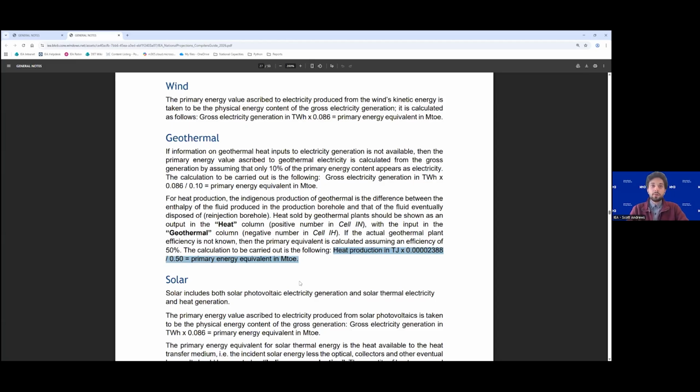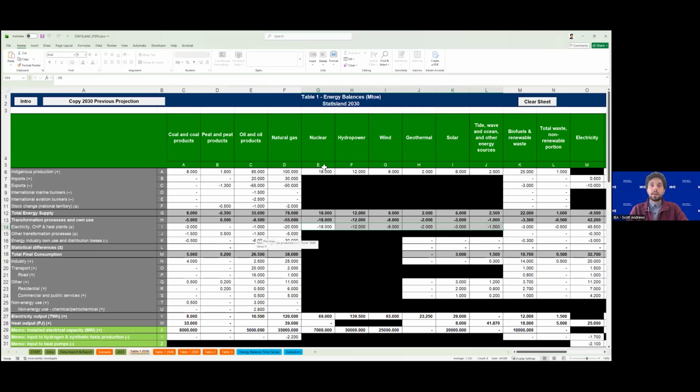And so then when you have this primary energy equivalent, if I go back to the questionnaire, there we go. Then I would take the positive of that and report it here under indigenous production, take the negative of that and report it under the inputs for electricity and heat. And then that's going to make sure that everything in the balance is accounted for correctly and that energy supply and demand will be equal.